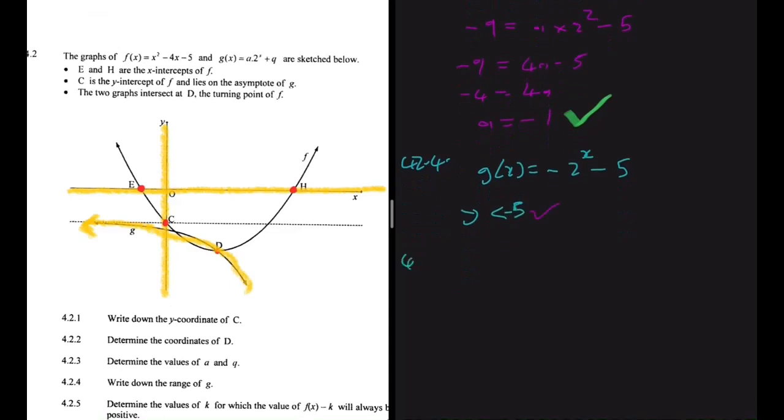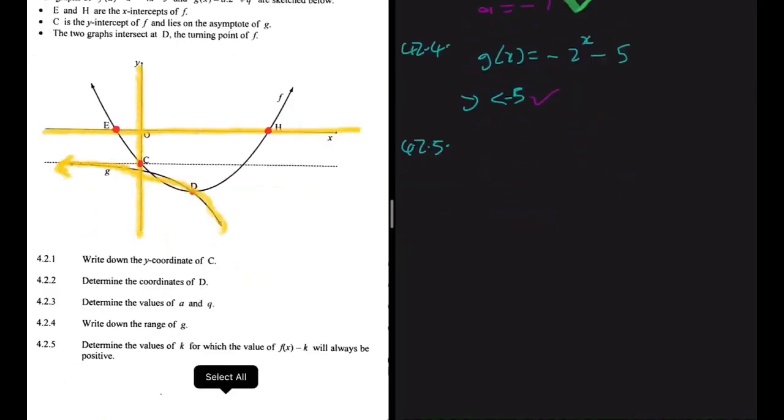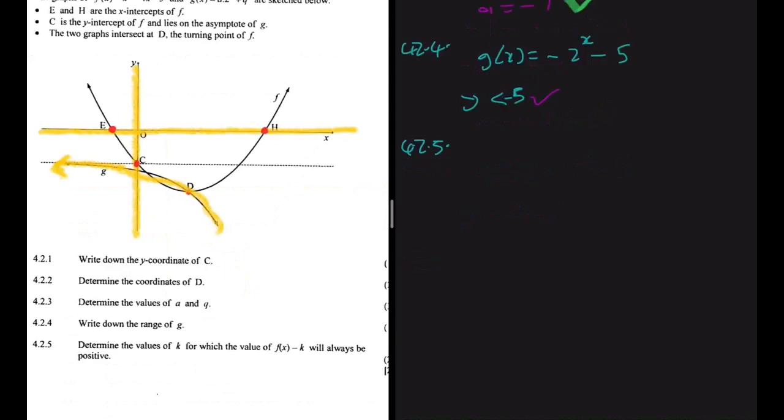So 4.2.5, determine the values of k for which f of x minus k will always be positive, right? If we come to the graph of f of x here, our turning point is here at D, where the y value is minus 9, right?